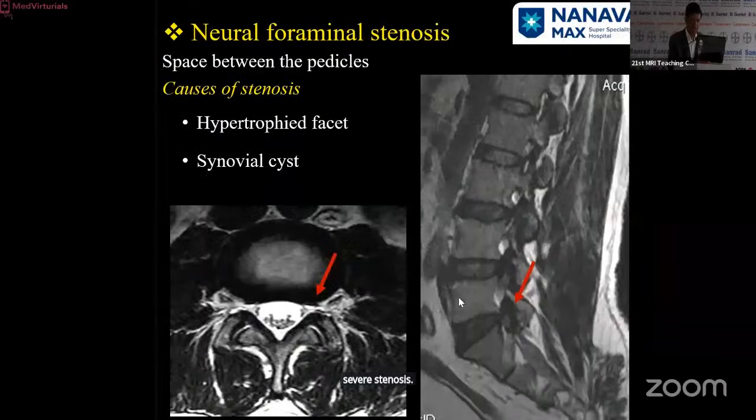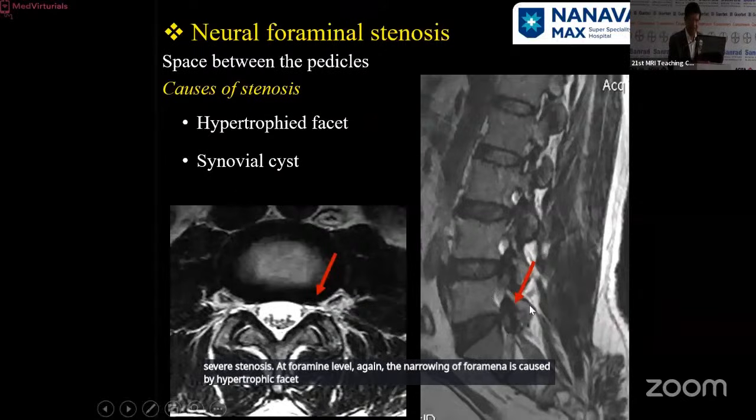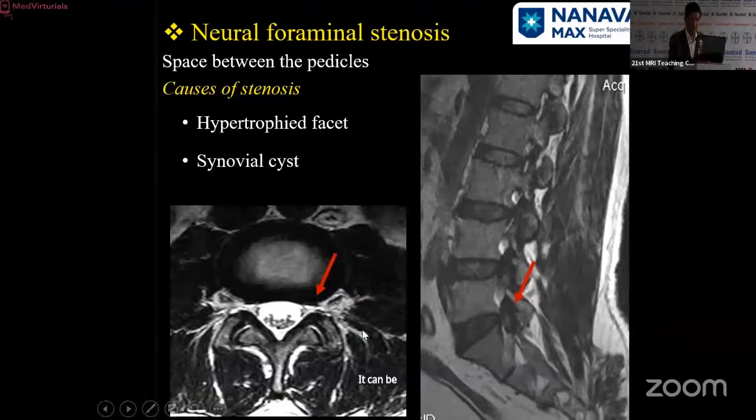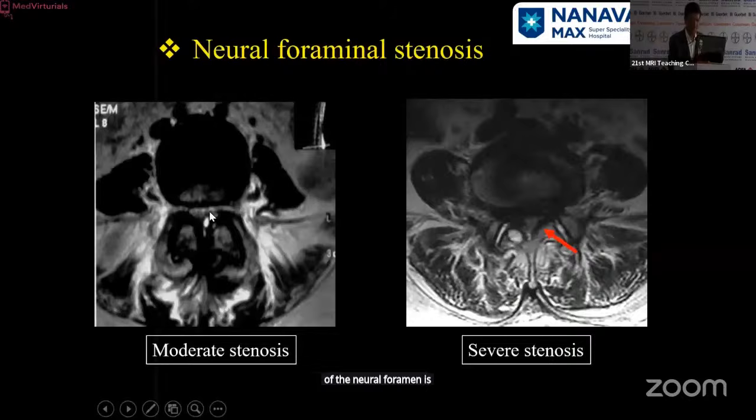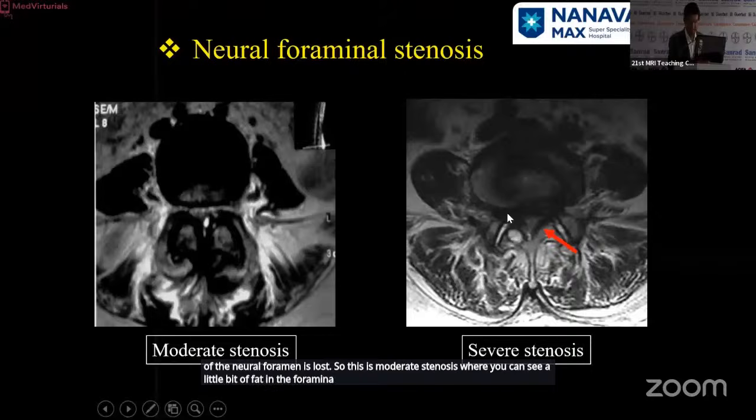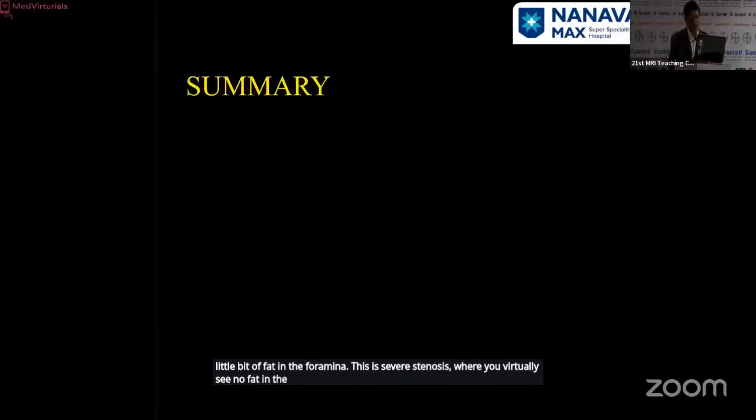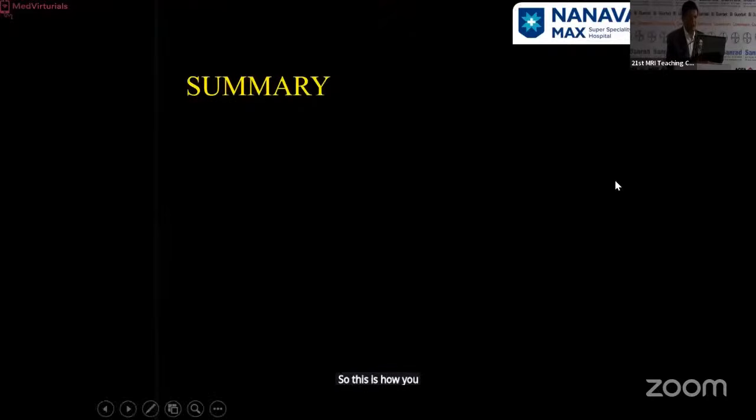At foramen level, again, the narrowing of foramina is caused by hypertrophied facet, synovial cyst, ligamentum flavum hypertrophy, or it can be caused by foraminal disc herniation. If you look at these foramina, these are nice and wide. If you look at these foramina, the normal keyhole shape of the neural foramen is lost. So this is moderate stenosis where you can see a little bit of fat in the foramina. This is severe stenosis where you virtually see no fat in the foramina. So this is how you report a patient suspected to have degenerative spine.